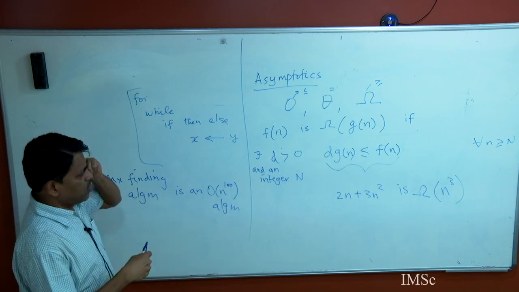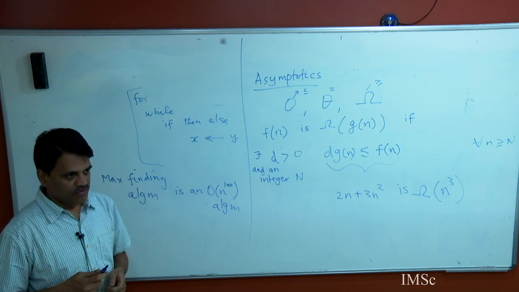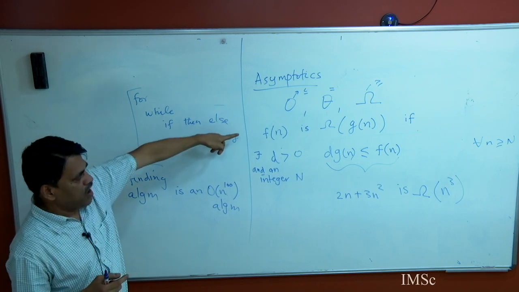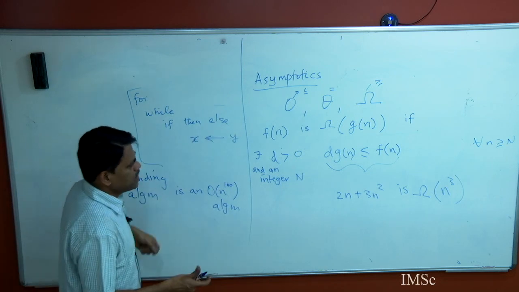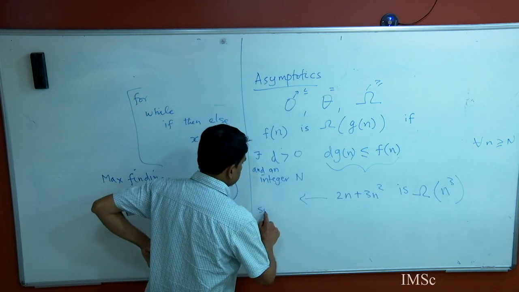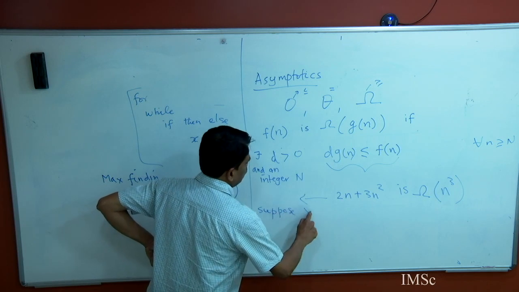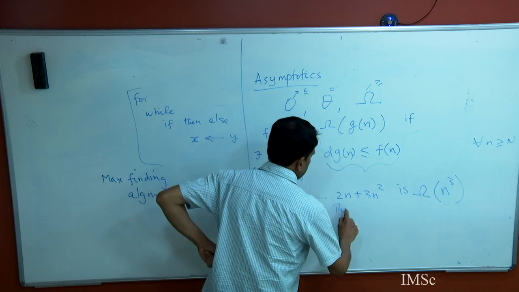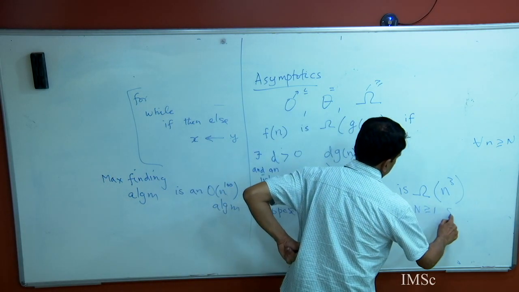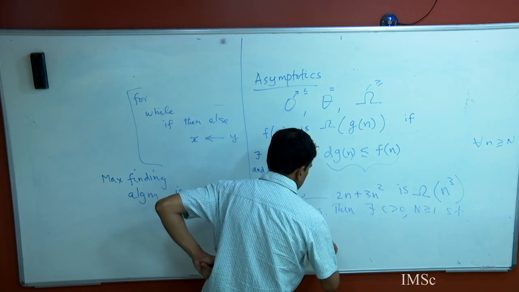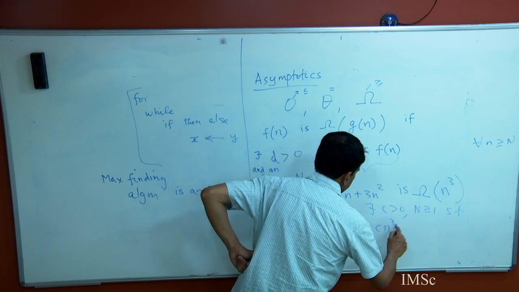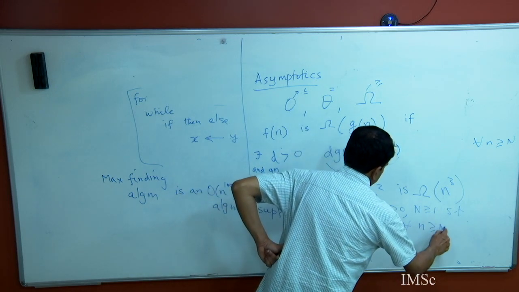No. Let's try and see why not. Omega means greater than or equal to. So suppose there exists, let's try and see why this is not true. Suppose not. Suppose yes. Then there exists c greater than 0, capital N greater than or equal to 1, such that 2n plus 3n square is greater than or equal to c n cubed for all n greater than or equal to capital N.